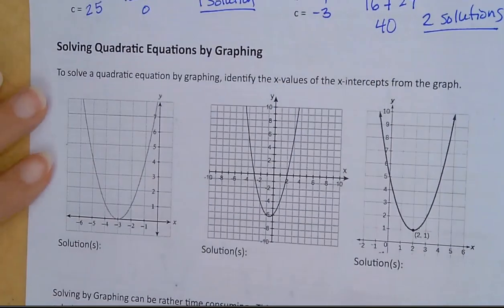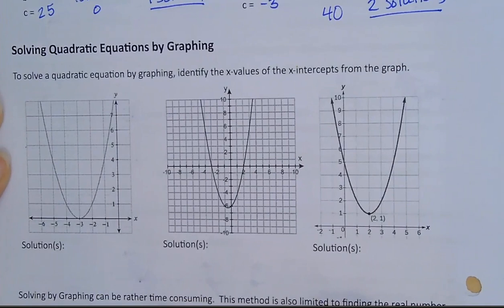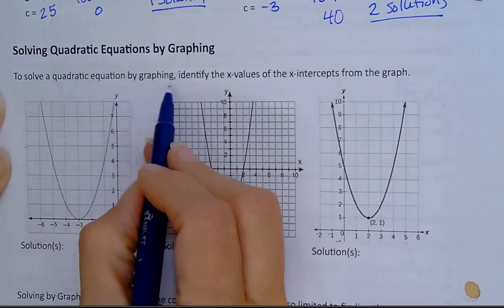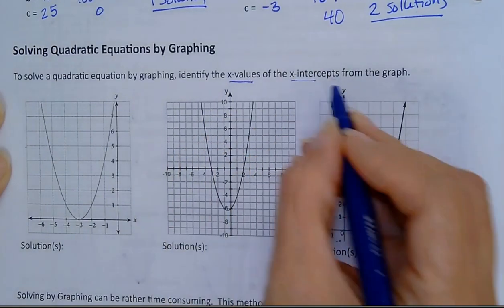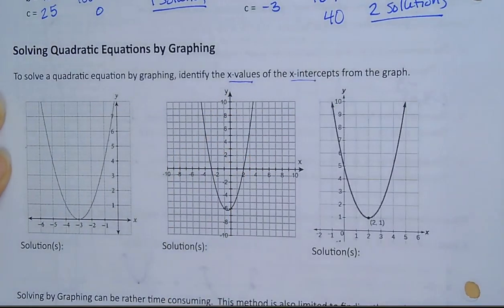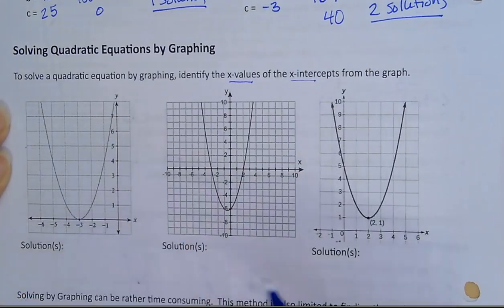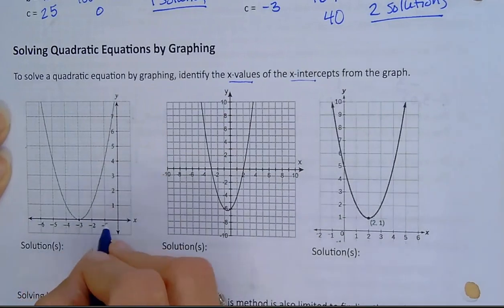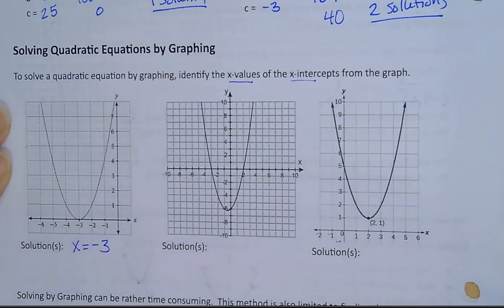Right, so solving quadratic equations by graphing, that is what we did a lot on our day 1. To solve a quadratic equation by graphing, we can identify the x values of our x-intercepts just by looking at the graph. And we can see what the solution or solutions might be, and we can see how many there are. This right here, we touch the x-axis exactly 1 time at x equals negative 3. So there's 1 solution, and that solution is at x equals negative 3.